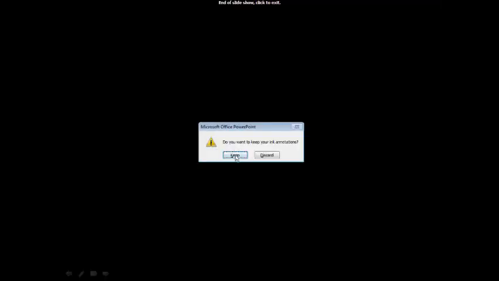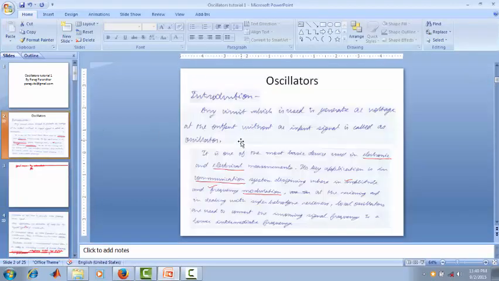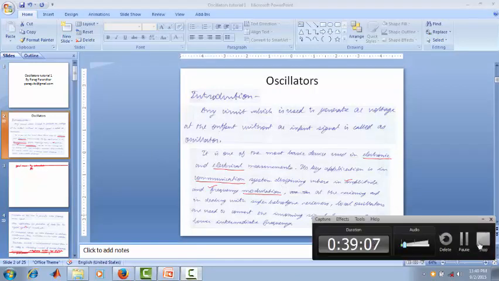So this is the lecture which tells you more about the oscillator in greater detail. Further lectures will communicate more about different types of oscillators, which are LC oscillators, RC oscillators, etc.